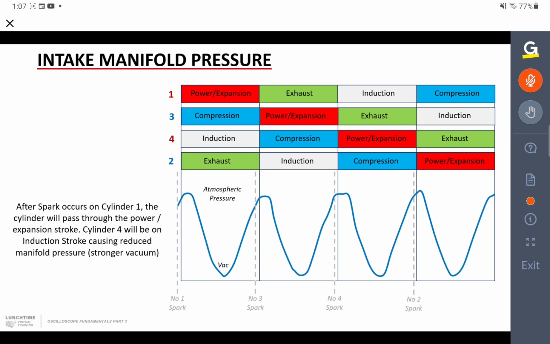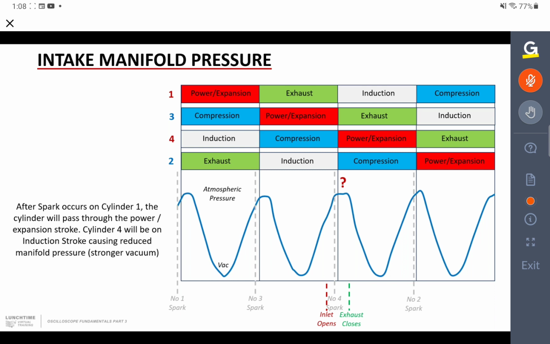So there's a spark for number 1. So the cylinder will now go down on its power expansion stroke, which means number 4 is on the exhaust stroke. If we were using spark number 3 as our reference, cylinder number 3 will then go on the power or expansion stroke, which means cylinder number 1 will be on the exhaust stroke, and so on. And that's how you use that overlay to decide what's going on in the waveform, which cylinder that waveform low pressure corresponds to. Just makes it an awful lot easier.